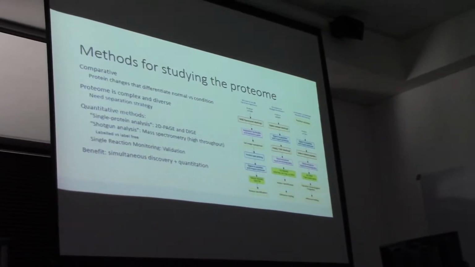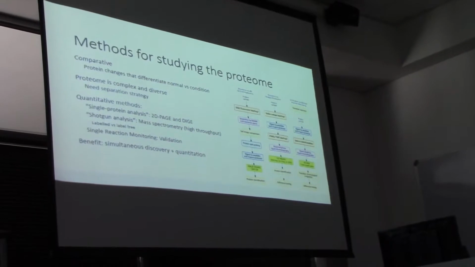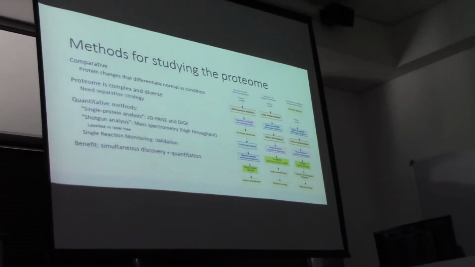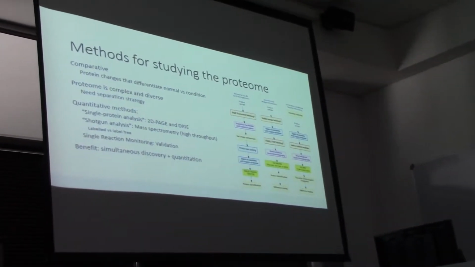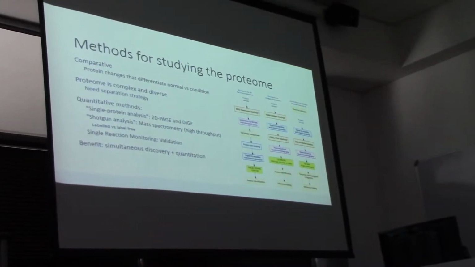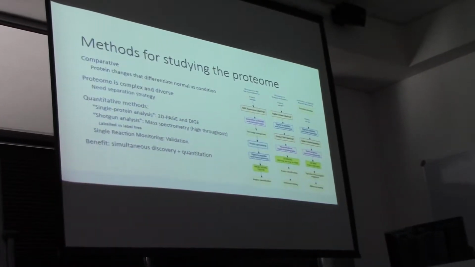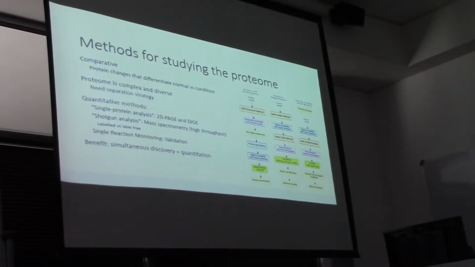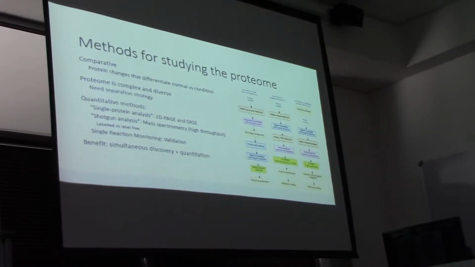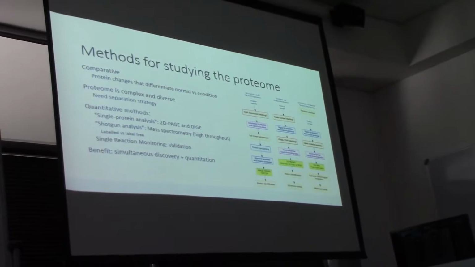So you can either do a 2D PAGE or DIGE, and this is kind of the workflow for it. I'm sorry, the colors are not resolving very well, but it will come up on the slides hopefully. And here, you look for differences in gel spots appearing or disappearing or having different abundances, and you can pick these spots and put them through the mass spec to analyze which proteins are coming up. You can do a shotgun analysis or discovery-based analysis where you're using very high throughput.